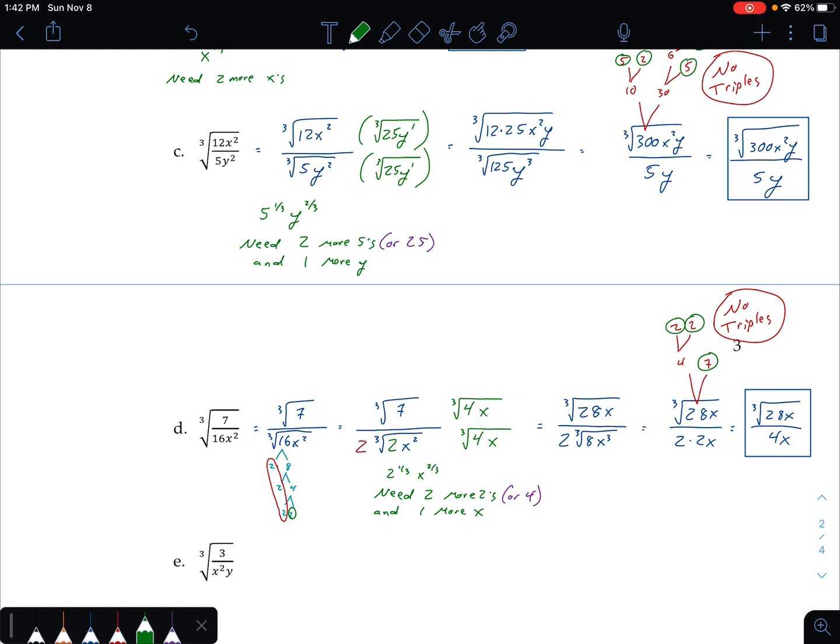Okay, so if you need to re-look back at this video to take a look at some things, please do. We did a lot of examples in here, but the goal is, if I rewrite it as a fractional exponent, it's kind of easy to see how much more I need, and that's what I multiply by. I need my index to match my power.